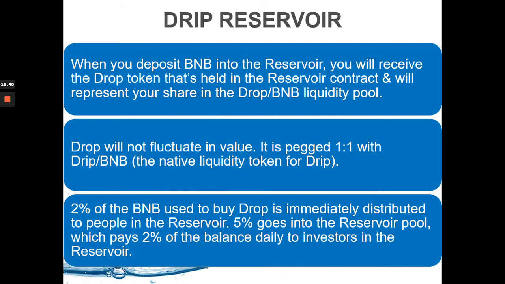All right, so when you deposit BNB into the reservoir, you will receive DROP tokens that are held in the reservoir contract, and those tokens will represent your share in the DROP BNB liquidity pool. Okay, so DROP will not fluctuate in value. It's pegged 1-to-1 with DRIP BNB, which is the native liquidity token for DRIP. Okay, and 2% of the BNB used to buy DROP is immediately distributed to people in the reservoir.